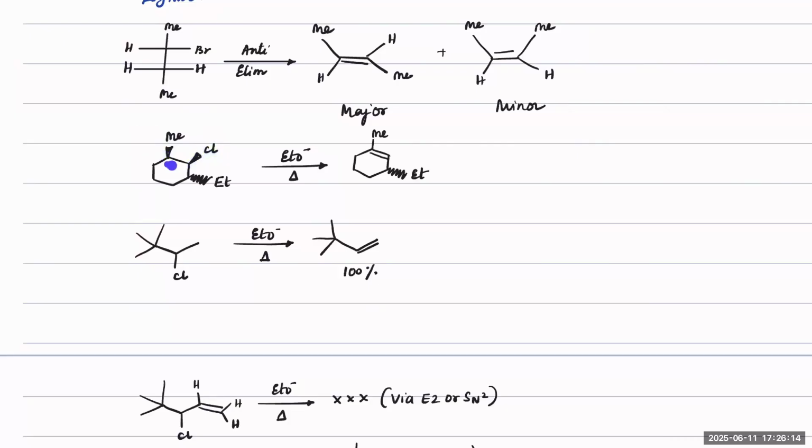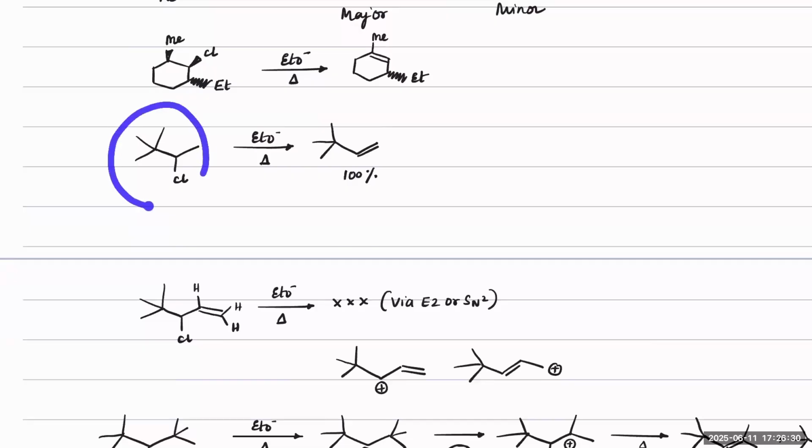So anti-elimination will be favored in this direction. So the double bond will form here. On this other side, you cannot get a double bond because hydrogen and chlorine are on the same side. We should have them on the opposite side to eliminate. Okay.